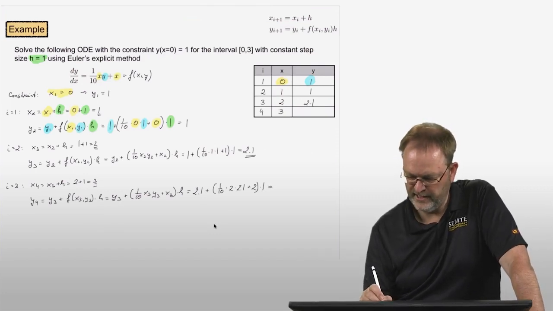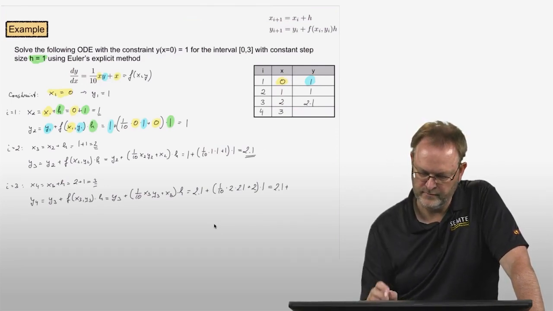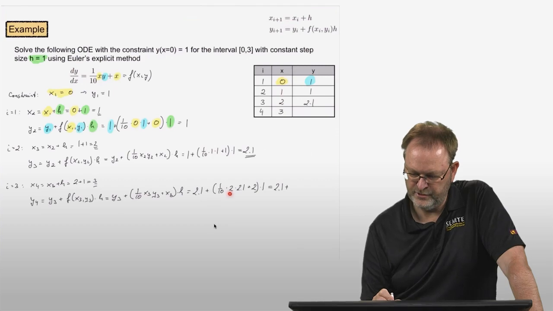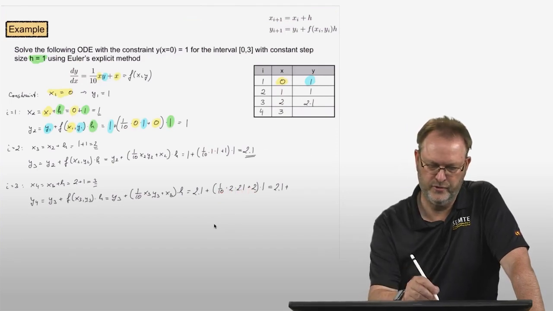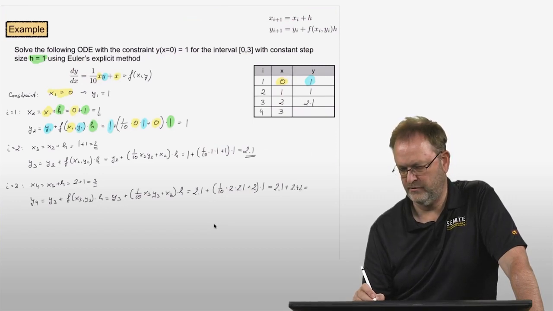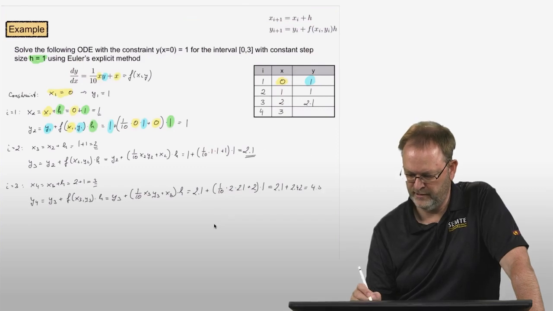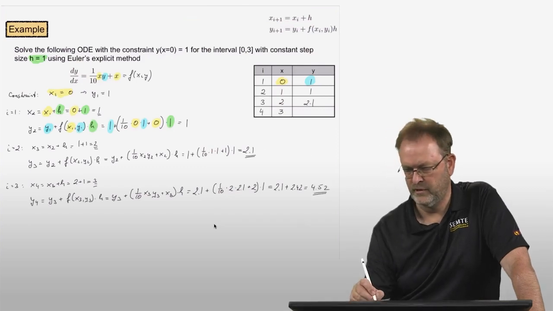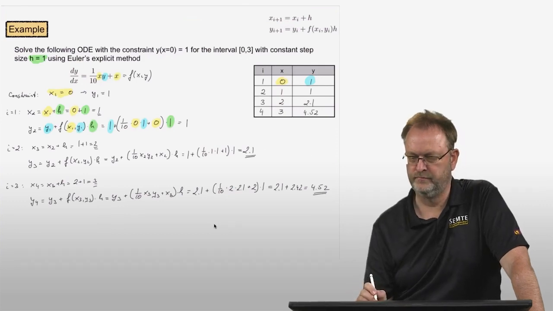Okay, so we have 2.1 plus, let's look over here, that's 2 times 2.1, that is 4.2 divided by 10, that's 0.42 plus 2, so that's 2.42. And 2.1 plus 2.42 is 4.52. So the y value is 4.52.